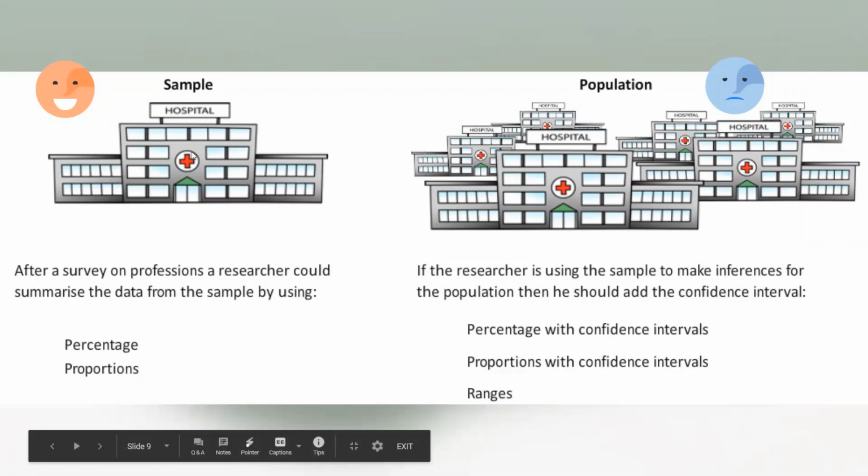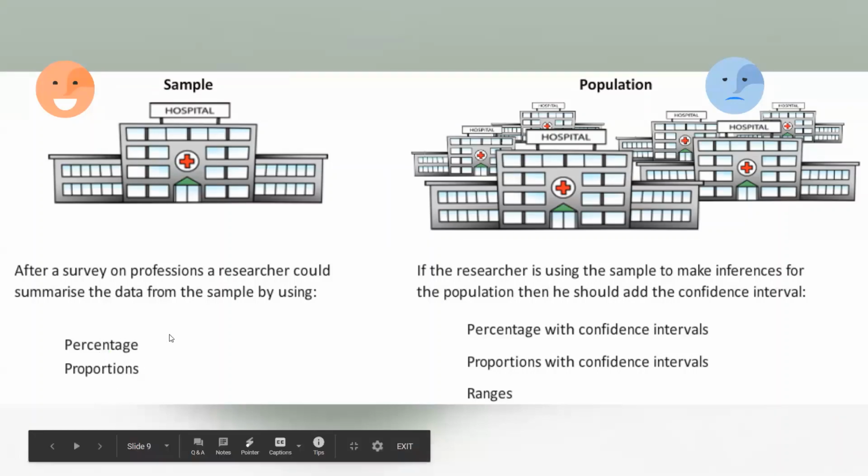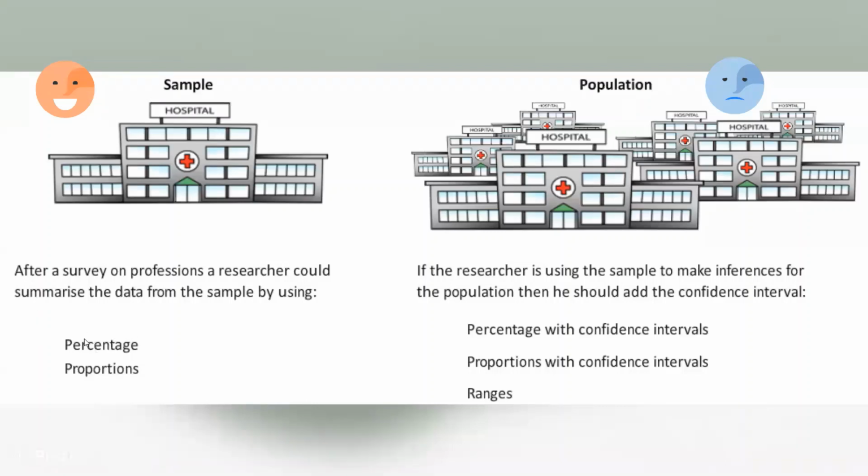If I have a sample, I went to one of the hospitals and I asked how many of those patients were wearing a mask for the last 20 days. Some of them said yes, some of them said no. So how should I present this? I present it like a percentage or proportion. They are quite the same, but when I normalize to 100, it's a percentage. When I don't normalize to 100, it's a proportion. When I say 13 out of 30, it's a proportion. And when I say 30%, it's a percentage.